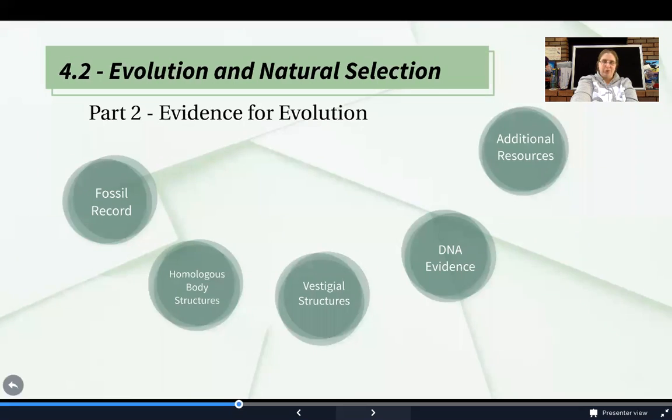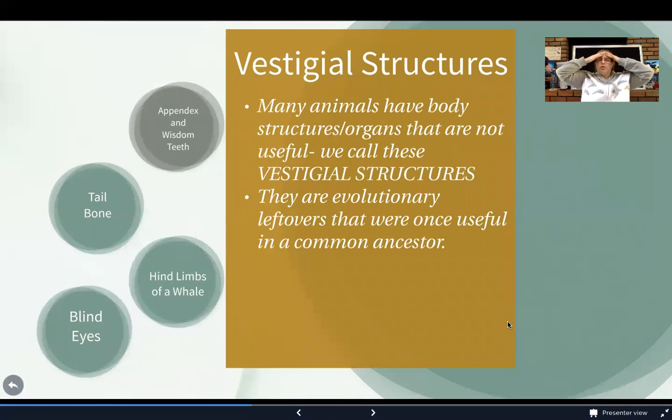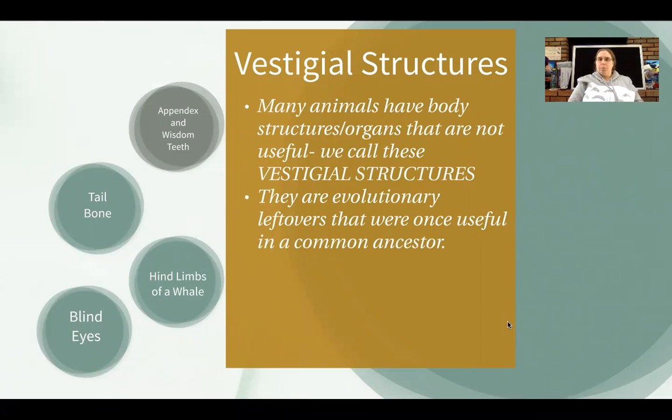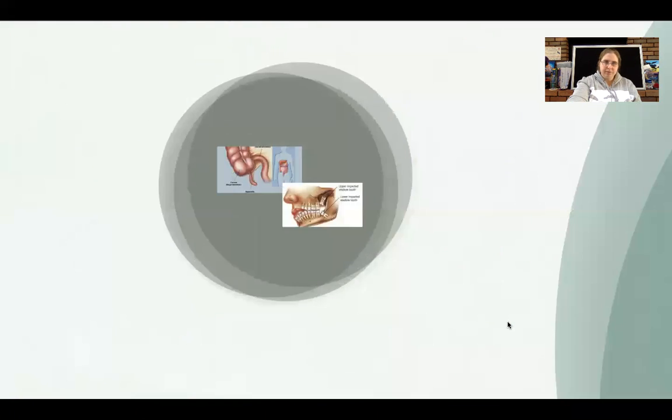Next one, vestigial structures. Vestigial structures are organs or body structures that really aren't useful anymore. That's not to say that they necessarily hurt us in any way. Generally, they don't, but they're thought to be evolutionary leftovers, meaning an ancestor of ours maybe had a use for this structure, which is why it's in our DNA, but since we've changed over time, maybe we no longer have a need for it. So let's take a look at some examples of these.